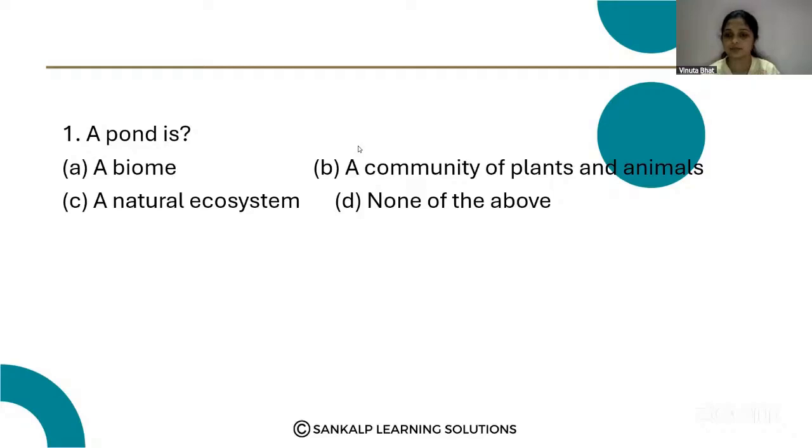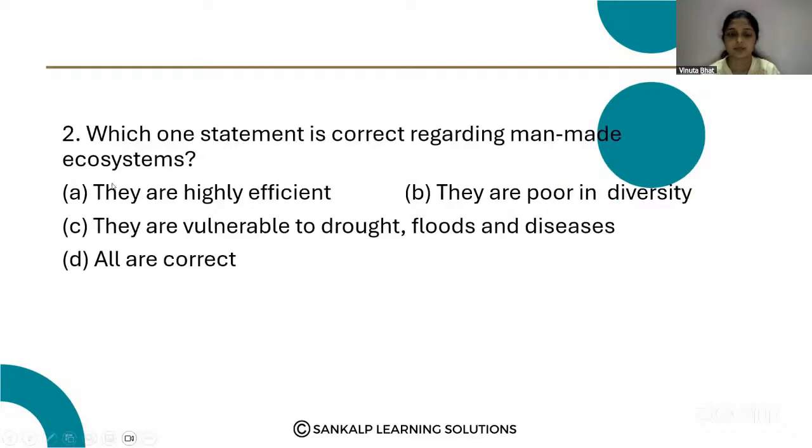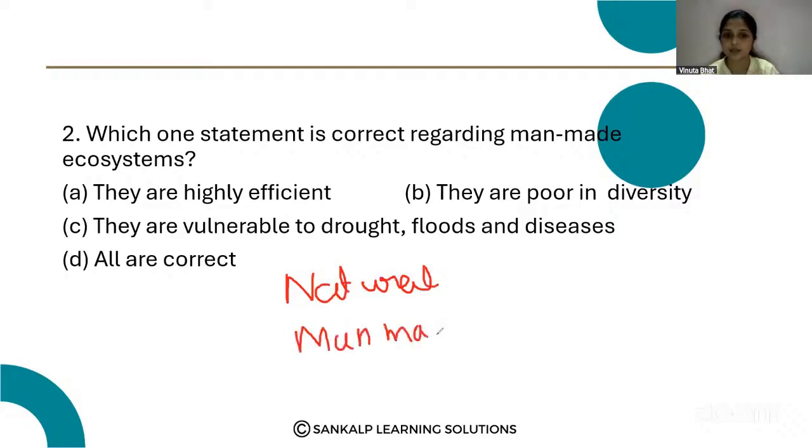Next question. Which statement is correct regarding man-made ecosystem? In ecosystem there are 2 types. The first one is natural ecosystem, and the second one is man-made. Natural ecosystem means, for example, forest, grassland and pond. So these are all natural ecosystems.